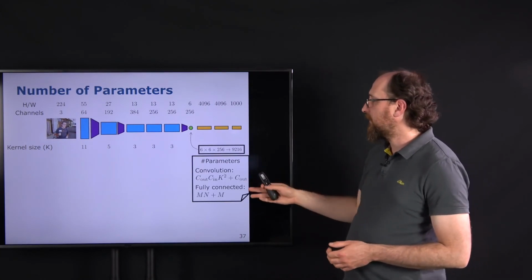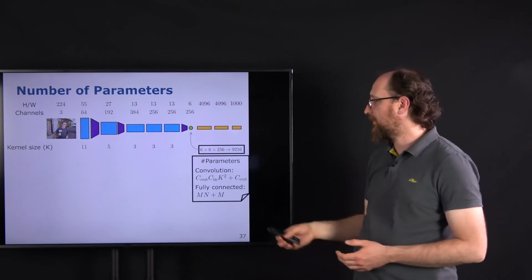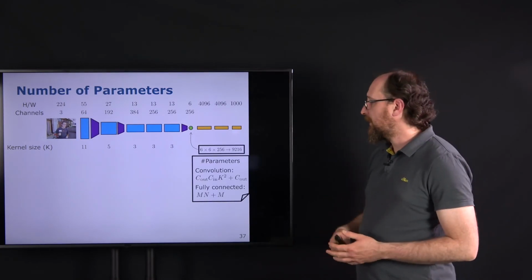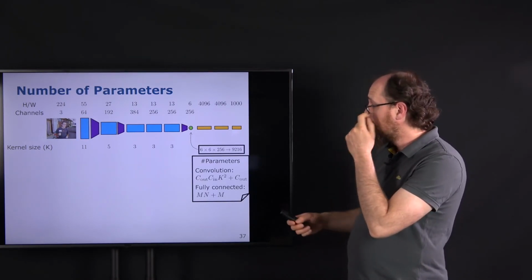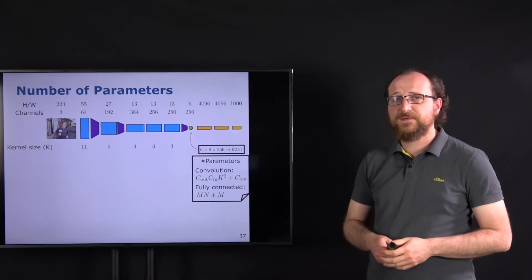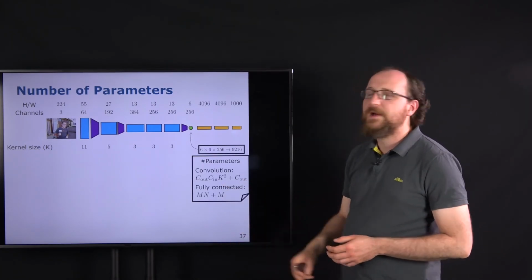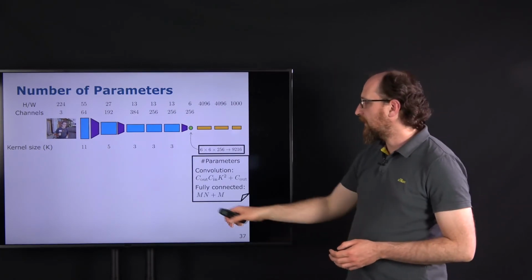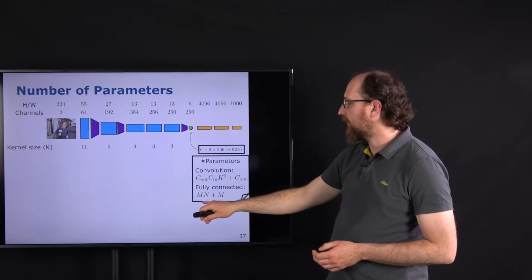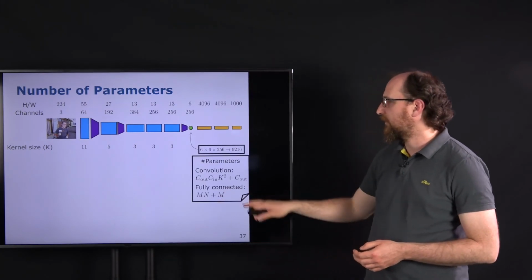Just as a little reminder, for the convolutions, the number of parameters is the number of output channels times the number of input channels times the kernel size, because that's how many kernels we apply. And then we have the number of biases, which in this case is the number of output channels. For the fully connected layer, we have just the matrix, which is the input size times the output size, or the other way around, plus the number of biases in the end. Just as a short reminder.